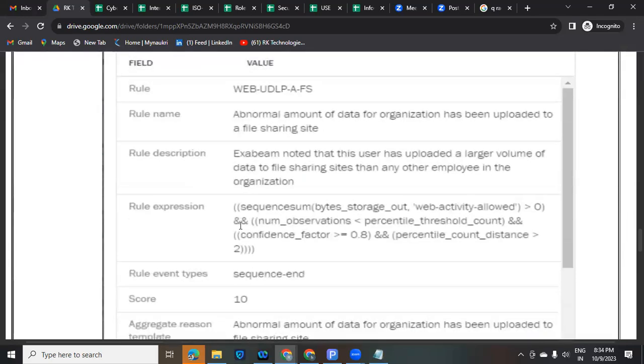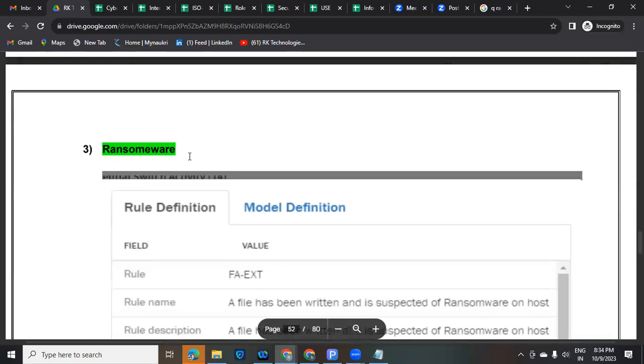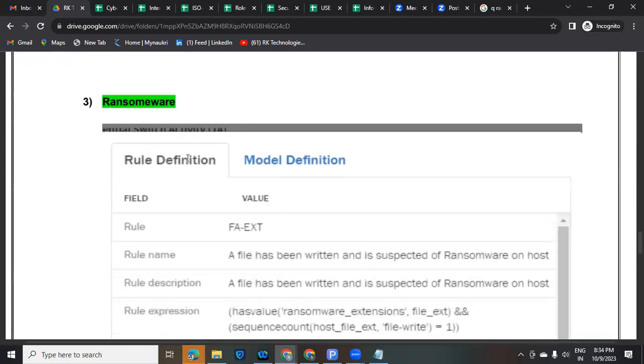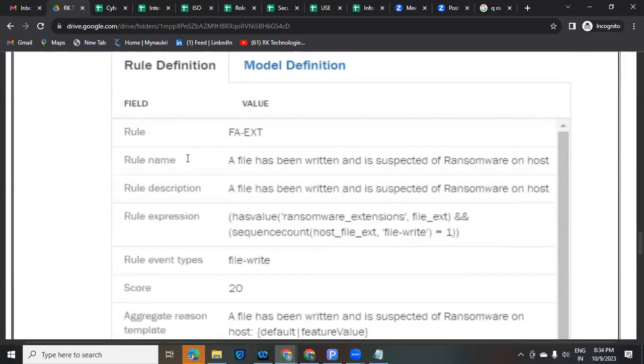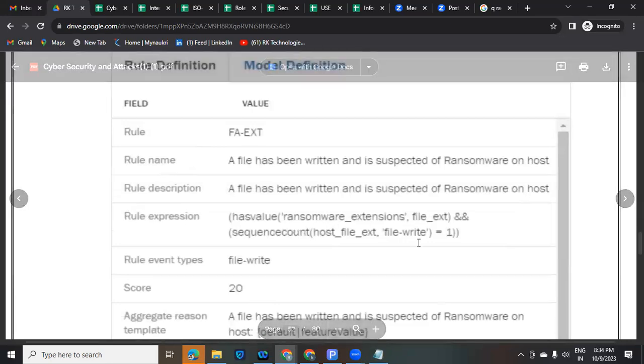Okay. Next use case is for the ransomware attack. Okay. So I think Sai attended one of the interviews last week. In that interview, they asked about the same thing. So can you explain about ransomware use case or correlation rule?